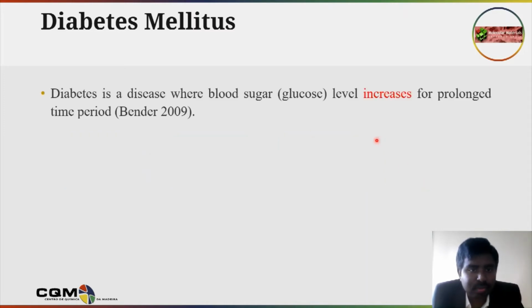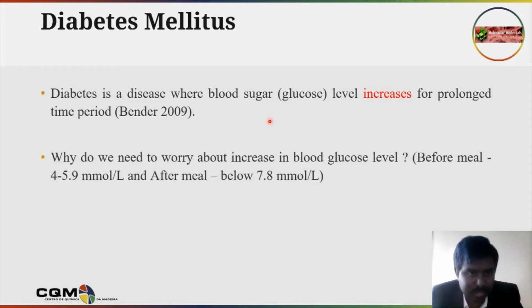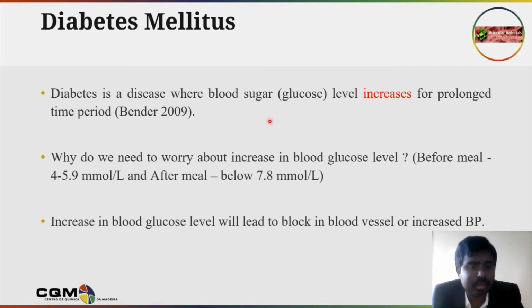So in general, diabetes is a disease where blood sugar level, blood glucose level increases for a prolonged time period, not for a short time period. It should be in a rise for at least 6 months or 1 year. So why do we need to worry about increase in blood glucose level? Because increase in blood glucose level will lead to block in blood vessel or increased blood pressure.